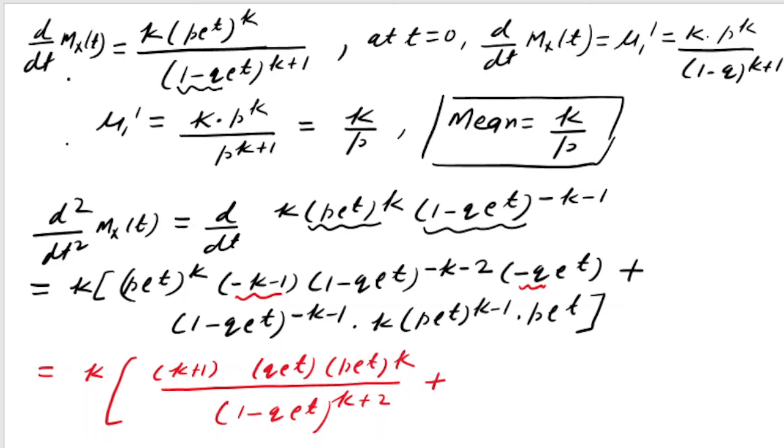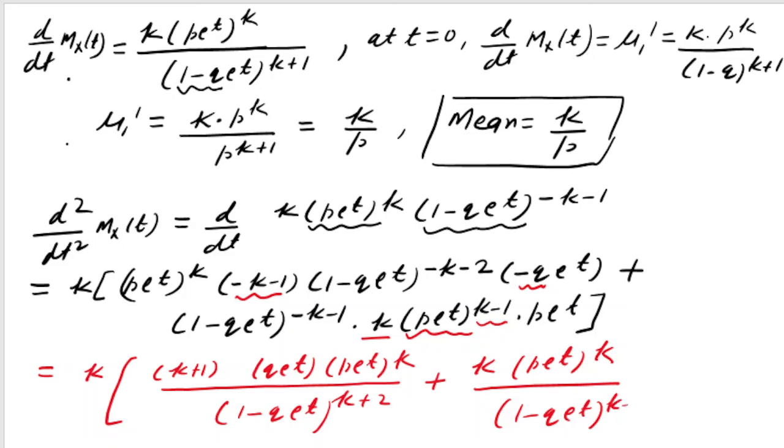And what will be the second term? So the second term will be this k here, right? So I write k, and then you have (p e to the power t) to the power k minus 1 and p e to the power t. So it will be (p e to the power t) whole to the power k, and this is divided by (1 minus q e to the power t) whole to the power k plus 1.